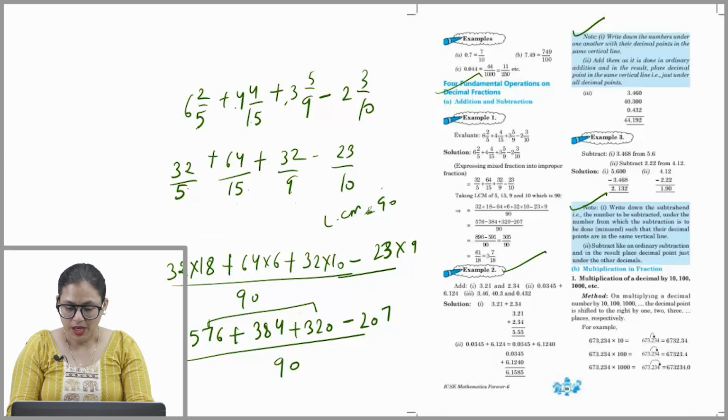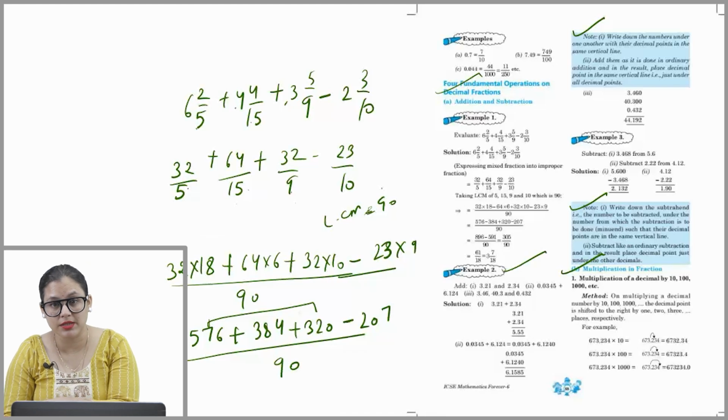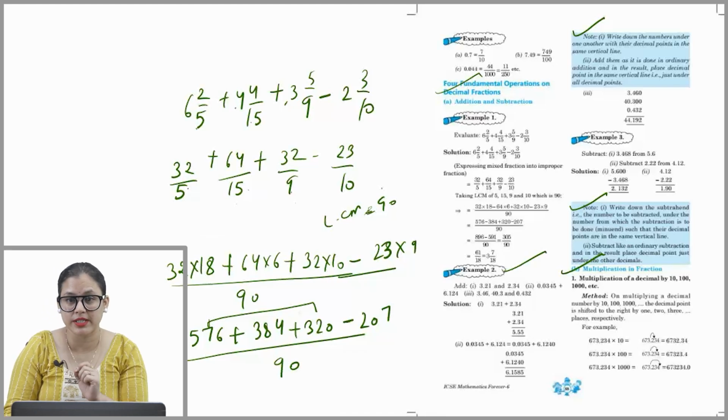B, multiplication of decimals. Number 1, multiplication of a decimal by 10, 100 and 1000, etc. Method: on multiplying a decimal number by 10, 100 or 1000, the decimal point is shifted to the right by 1 if we are multiplying by 10, by 2 if we are multiplying by 100, and by 3 if we are multiplying by 1000.